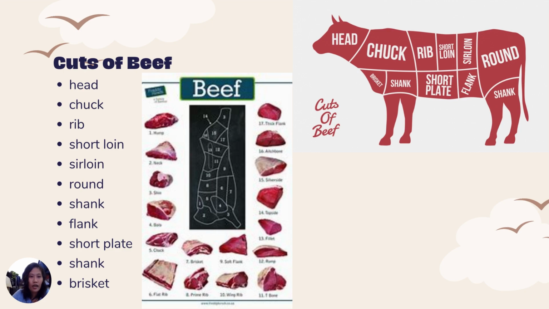So the next is the cuts of beef. On the screen, the photo shows the head, the chuck, the rib, the short loin, the sirloin, the round, the shank, the flank, short plate, the shank in the front, and the brisket. So we can see here the different cuts of the beef.